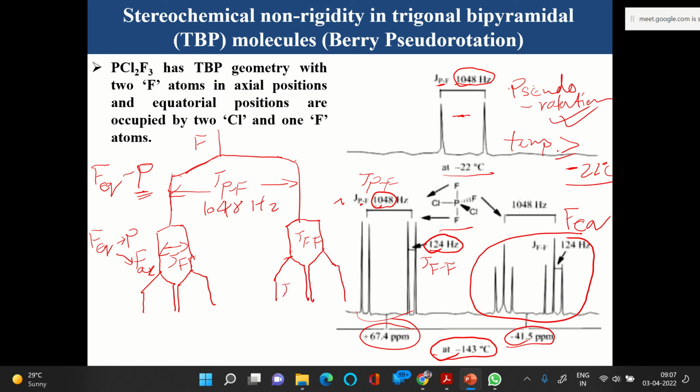So this is still JFF, but we are considering this equatorial F with the second axial number 1, so the interaction FAX1 is done, and then we are considering FAX number 2. Number 1 is done, so that's why 1:2:1. So you are getting one triplet, another triplet, so two sets of triplets appear there, like this. So the pattern is very clear why you are obtaining this kind of pattern in PCl2F3.